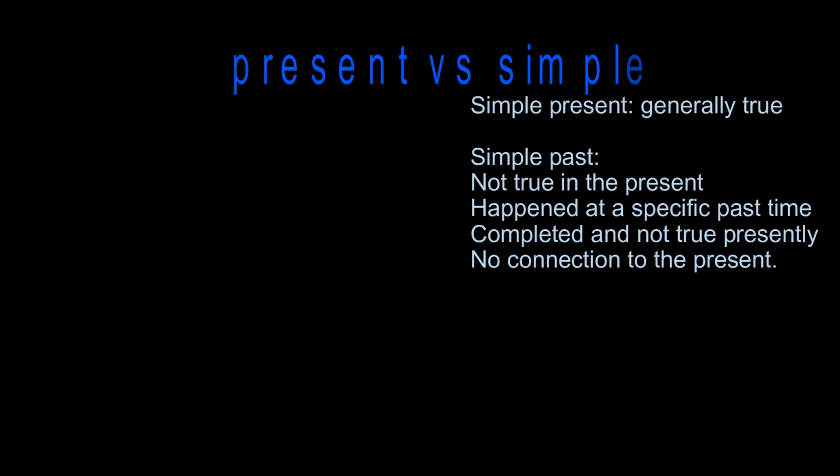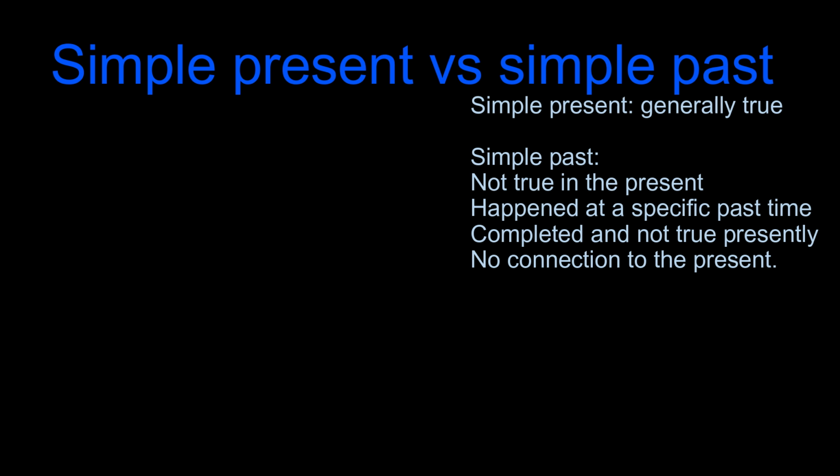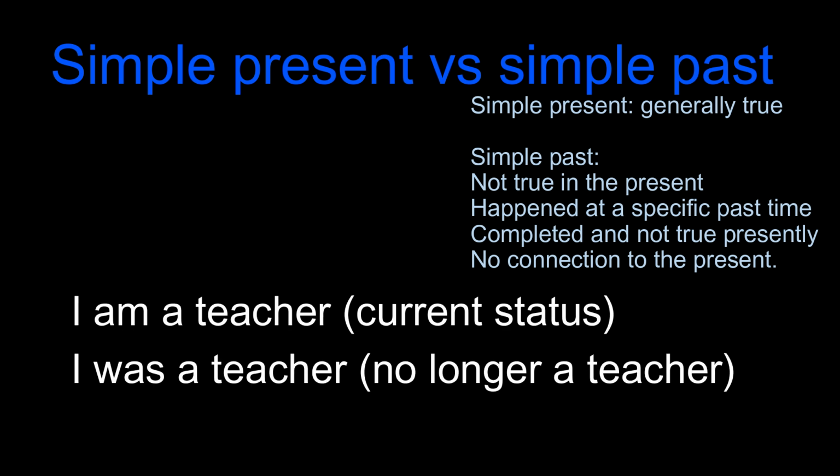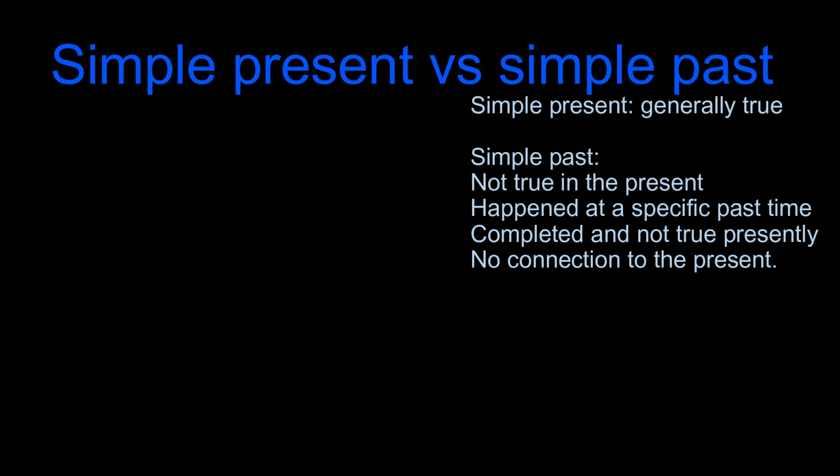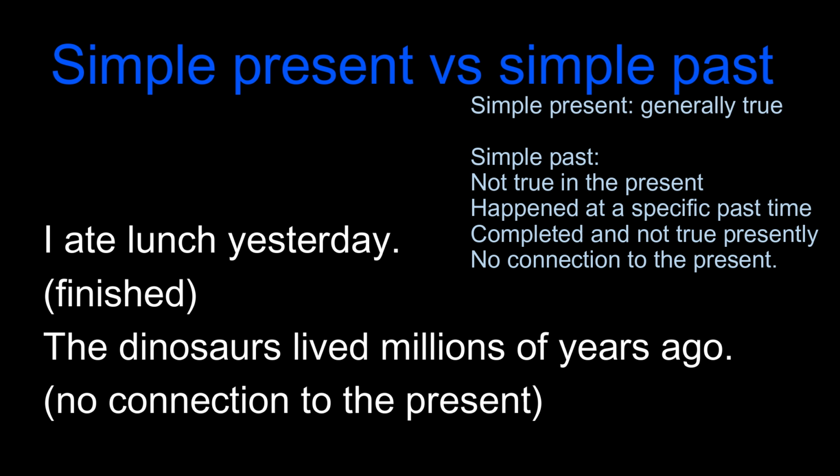Simple present versus simple past. While simple present is used to talk about general true facts, the simple past is used to talk about a past event that is finished and so is no longer true. For example, I am a teacher. General, true fact. I was a teacher, finished and no longer true. The simple past tense is also employed to discuss an event that occurred at a specific time in the past and is now completed. It doesn't have a connection to the present. For example, I ate lunch yesterday. Finished. The dinosaurs lived millions of years ago. No connection to the present.